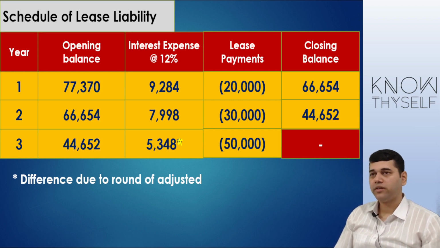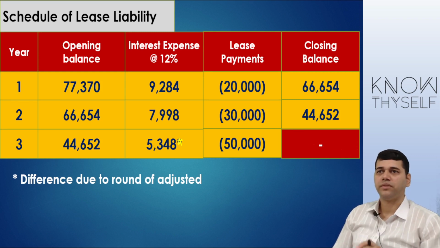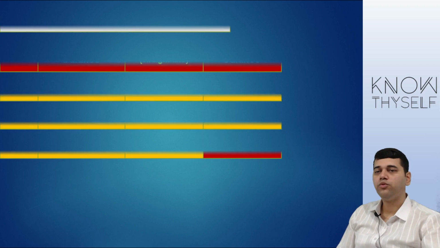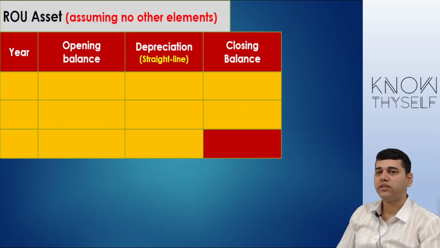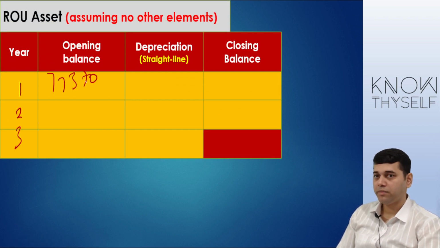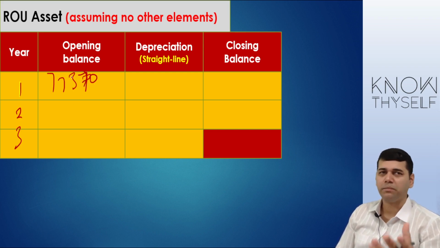Now, the ROU asset also we will do. One schedule of the ROU asset, a schedule for presentation's sake. We should not take much time. Okay, this is done. So how do we do the ROU asset? There are no other elements. I have got year 1, 2, 3. What is my opening balance? 77,370. Because they might ask you the closing balances at the end. You can do it in multiple ways. It is not a big deal here.